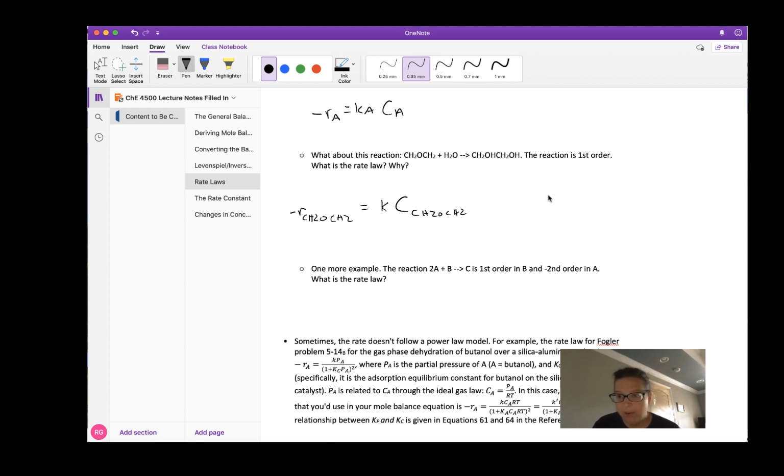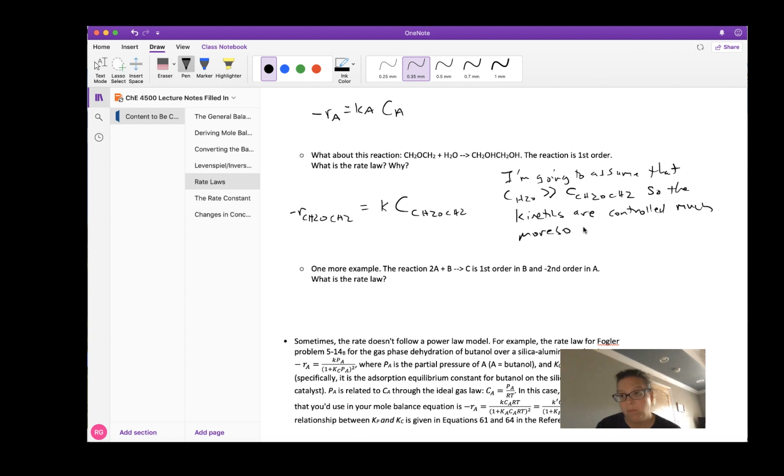So why am I going to do that? I'm going to assume that the concentration of H2O is much greater, so the kinetics are controlled much more so by changes in the concentration of CH2OCH2 than water.